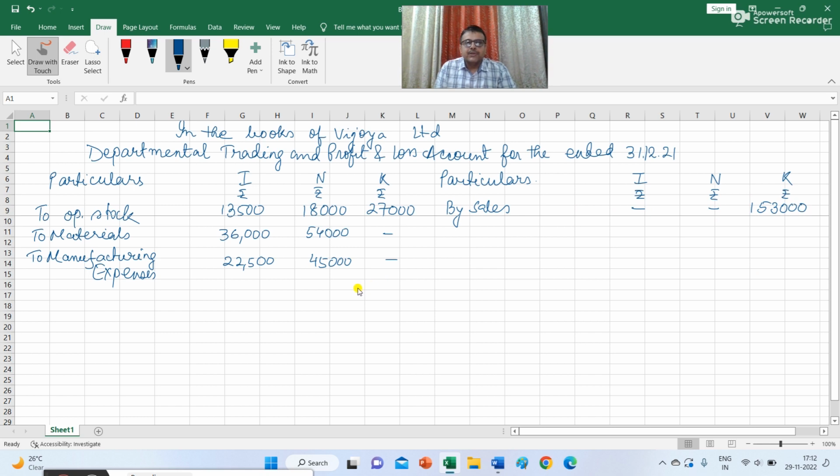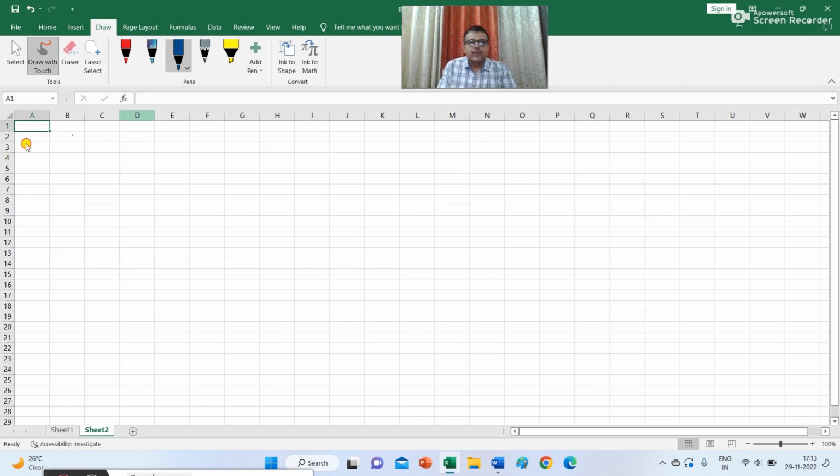Now we have to prepare a small working in working note number 1. Because the goods are transferred from Department N to Department K and from Department I to Department N, we have to calculate the value of goods transferred from Department I to Department N as well as from Department N to Department K. So in working note number 1, we have to show the value of the goods transferred from Department I to Department N and from Department N to Department K.